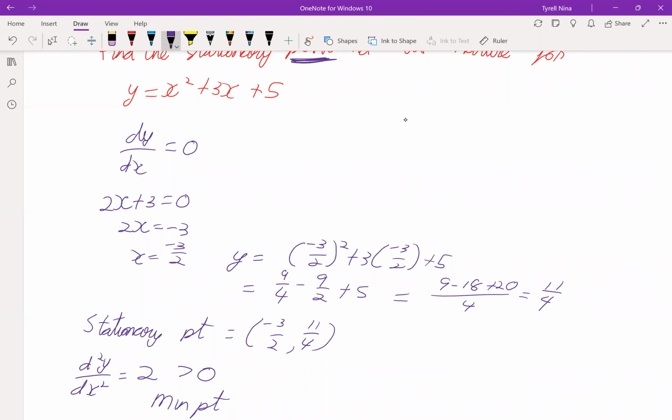Right, so in this case, we then need to sub in x. If you get the stationary points, you sub in x. So just remember, if d2y over dx squared is greater than 0, it is a min point. If d2y over dx squared is less than 0, it is a max point.